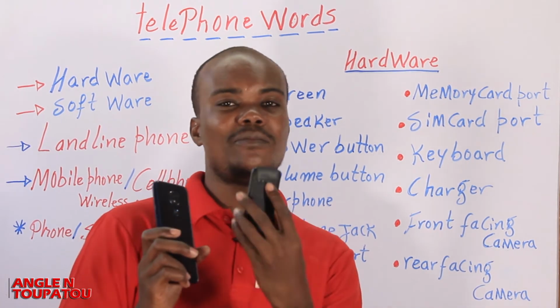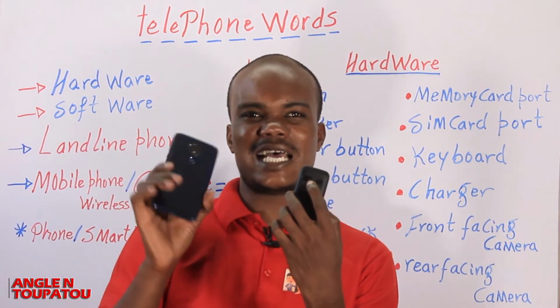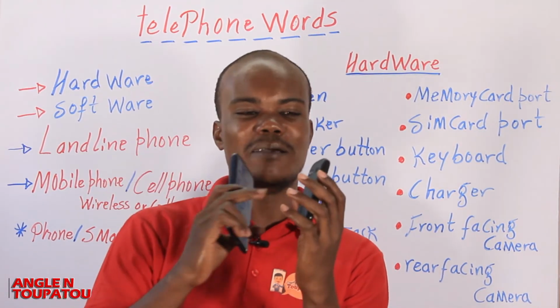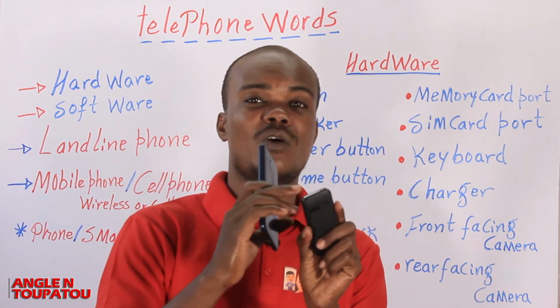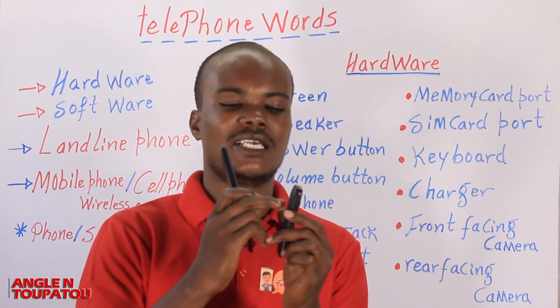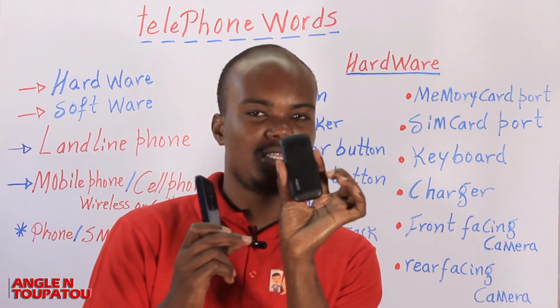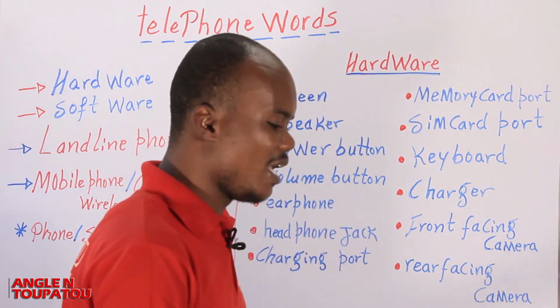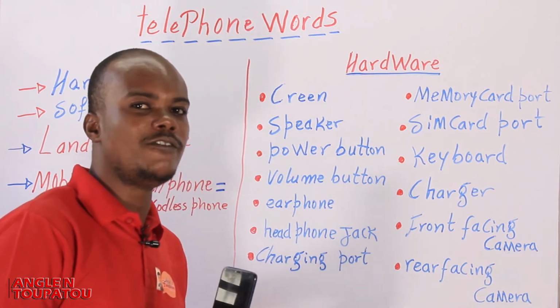This has a camera also, but it's not like that. It doesn't have a front-facing camera. It has only a rear-facing camera. This telephone. Okay. After that, we have earphone.